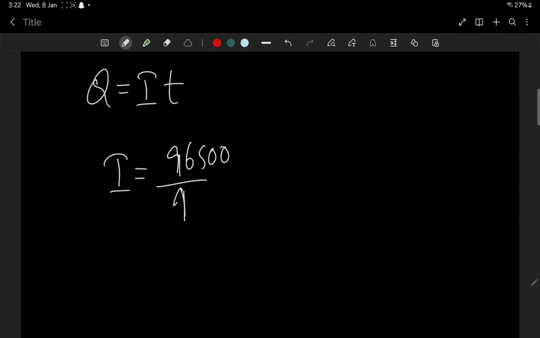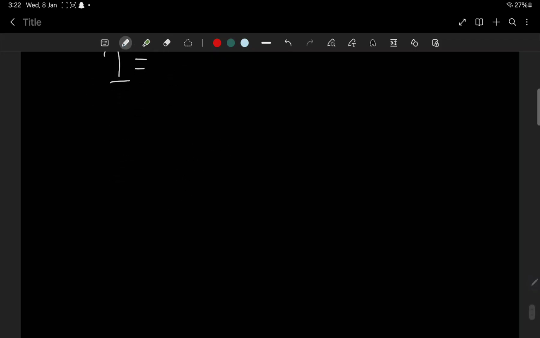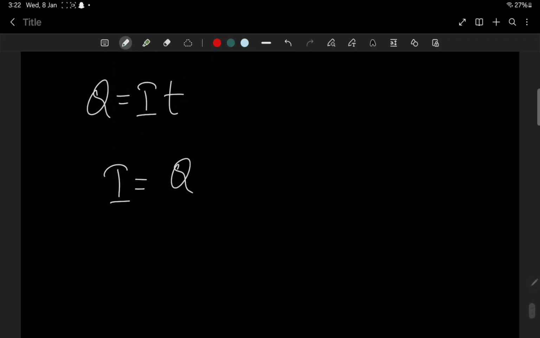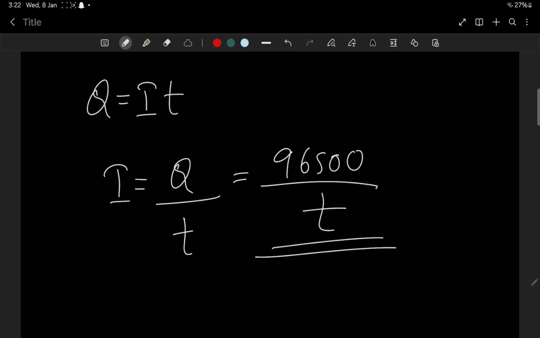Yes. So we are having Q by T. So how much current should be passed? If a question comes, divide the Q by the time for which the current is passed. If Q is 96500, divide by time. That will give you how much current should be passed. Yes, that's how to do the questions.